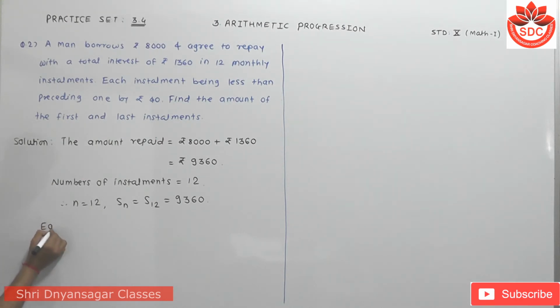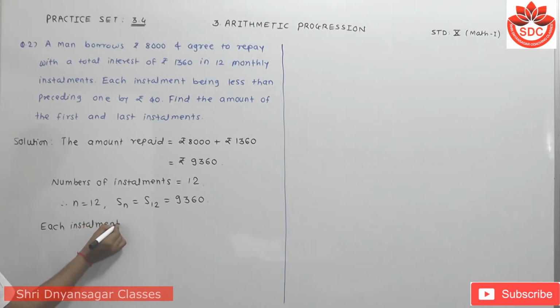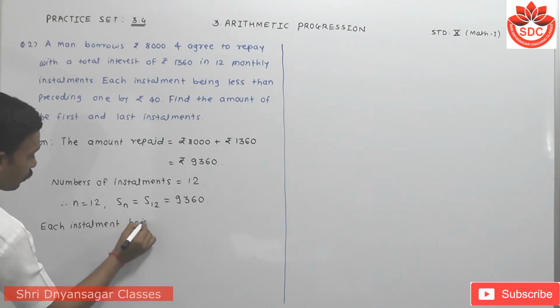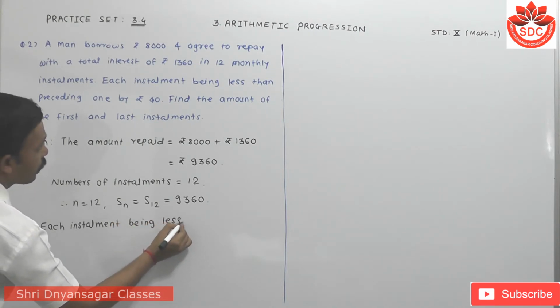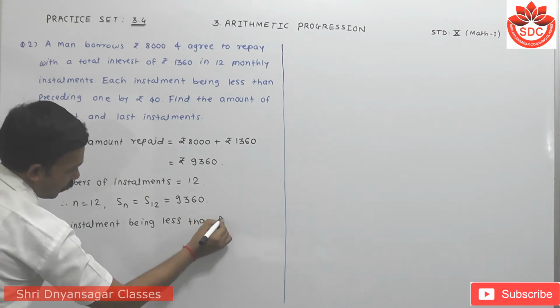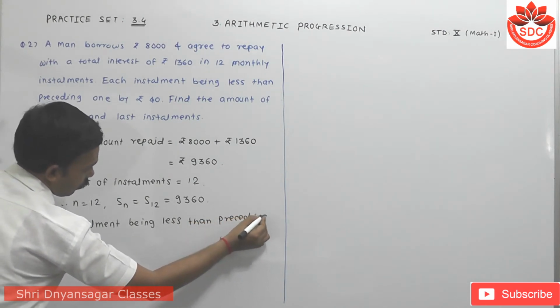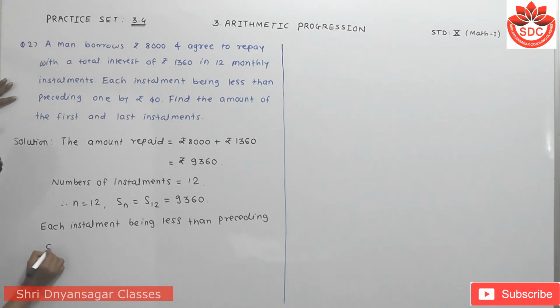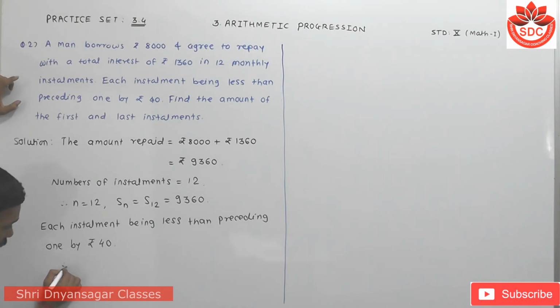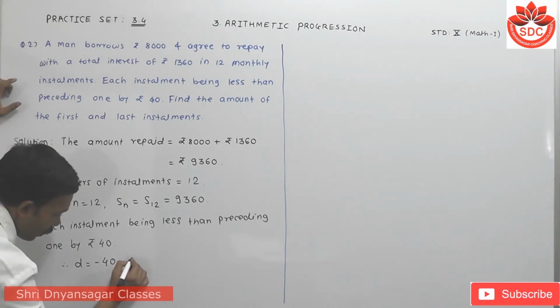Each installment being less than preceding one by rupees 40 means that this is the value of d. Therefore, d is equal to how much? Minus 40. Now student, this is an AP.